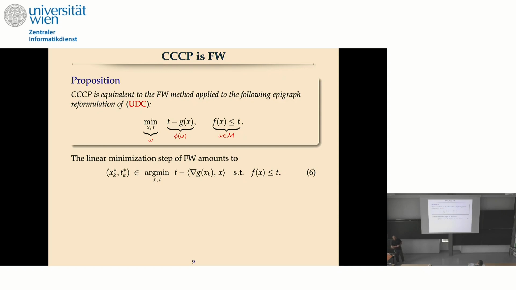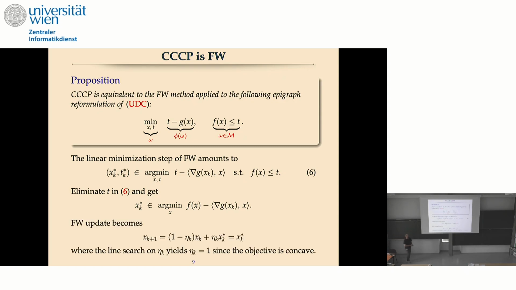And if we write Frank-Wolfe into this new formulation, we can easily see that the linear minimization step becomes this equation 6, and that it is equivalent to, if we eliminate t again, the CCCP subproblem. And the step size simply becomes eta_k equal to 1, which can be used because of the concavity, the line search always gives 1. So these two algorithms in this sense are the same, just applied to the epigraph reformulation.